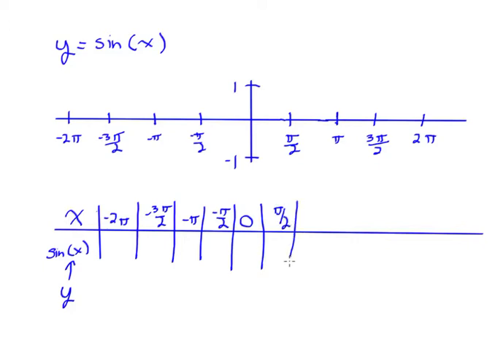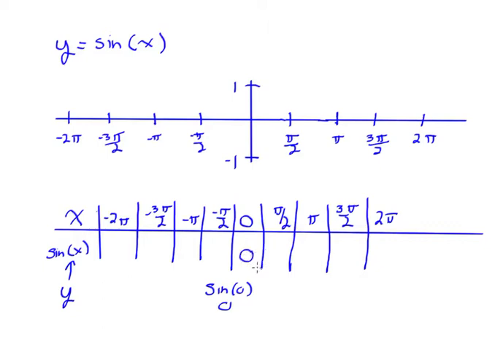Pi over 2, pi, 3 pi over 2, 2 pi. Alright, from here we need to work out these values. I like to do the positives first and then go back and fill in the negatives with a pattern. All you're going to do is for each of these values in the x, we're going to evaluate the sine of x. So for 0 here, for instance, we would figure out the sine of 0, which hopefully by now we all know is 0.